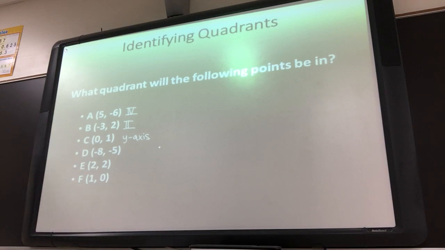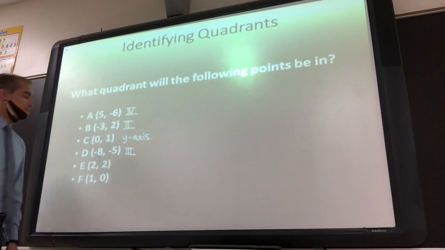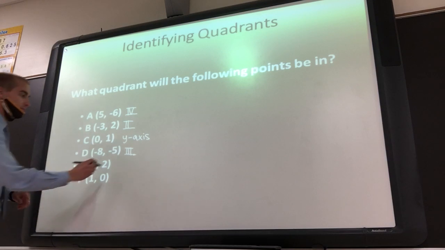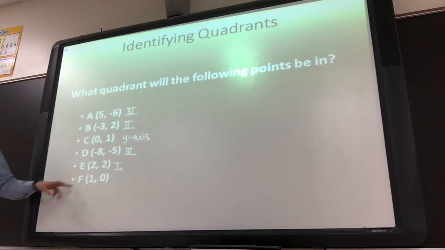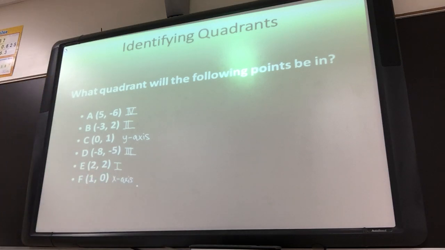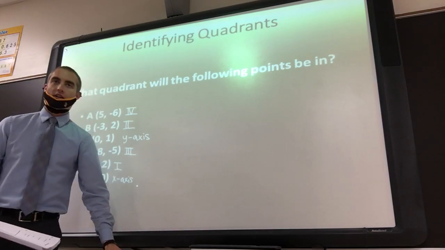Okay, point D. Both x and y are negative. So what quadrant is that, Desmond? 3. Quadrant 3, good. Point E. Both are positive. So it would be quadrant 1. And then point F. X is 1, but y is 0. So where would that be at? It'd be the x-axis. Any quadrant or just the x-axis? Just the x-axis. Good. So if it's on the x or y-axis, we don't say it's in a quadrant because it's technically not. We just say it's on the axis.